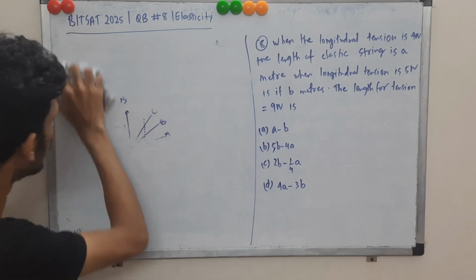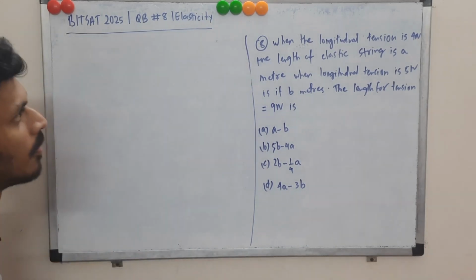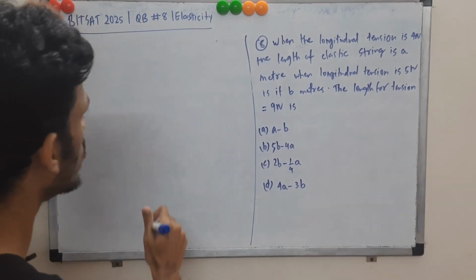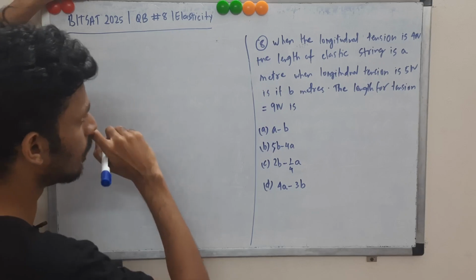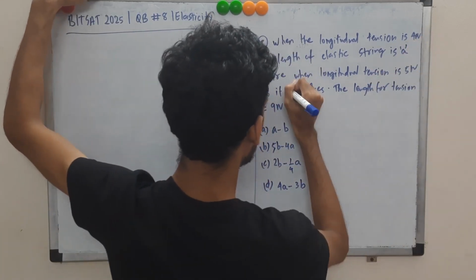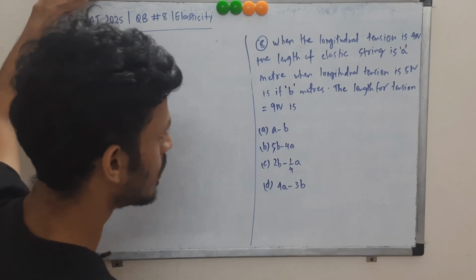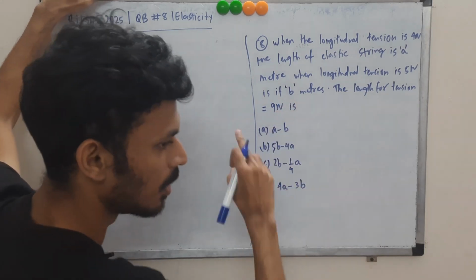So question 8, we have been told that the longitudinal tension, when it's 4 newtons, the length of the string is A meters. When the tension is 5 newtons, the length becomes B meters. Now this length is the total length, right?